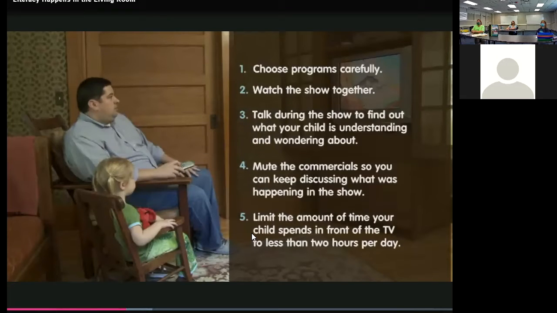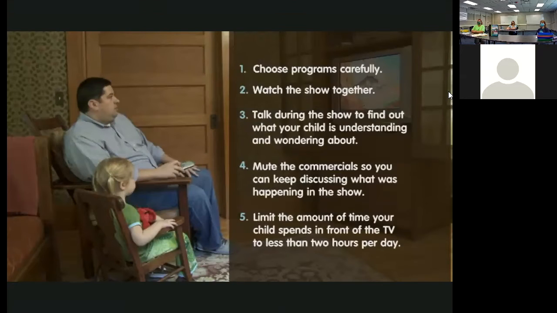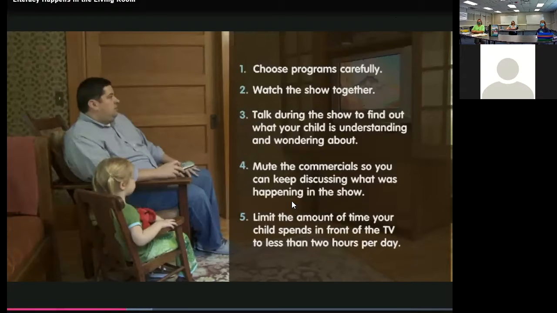All right, can anybody add anything, or does anybody have anything to share about these 5 tips? Why is it important to limit the amount of time that our children spend in front of the television? Anybody have anything? No? All right. Then we'll move on. Thank you.